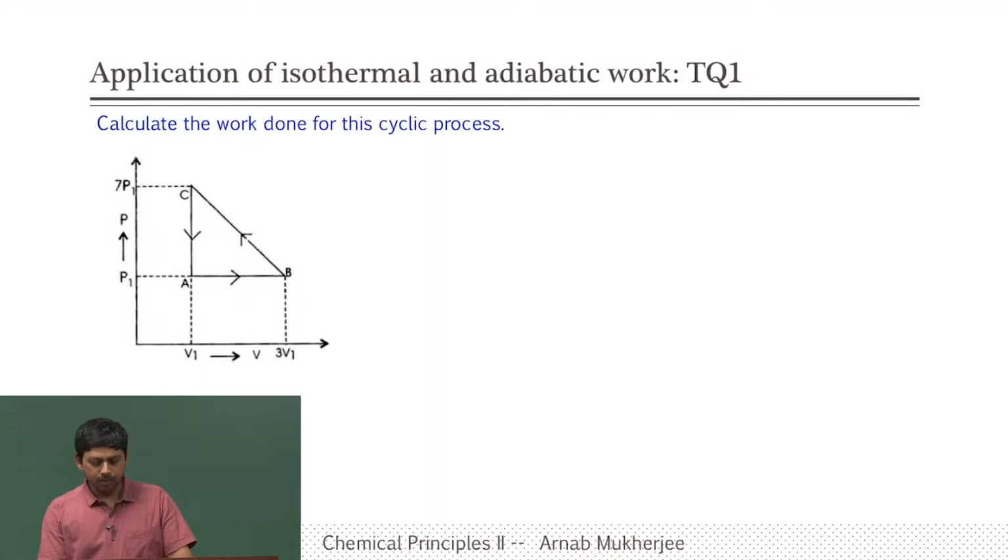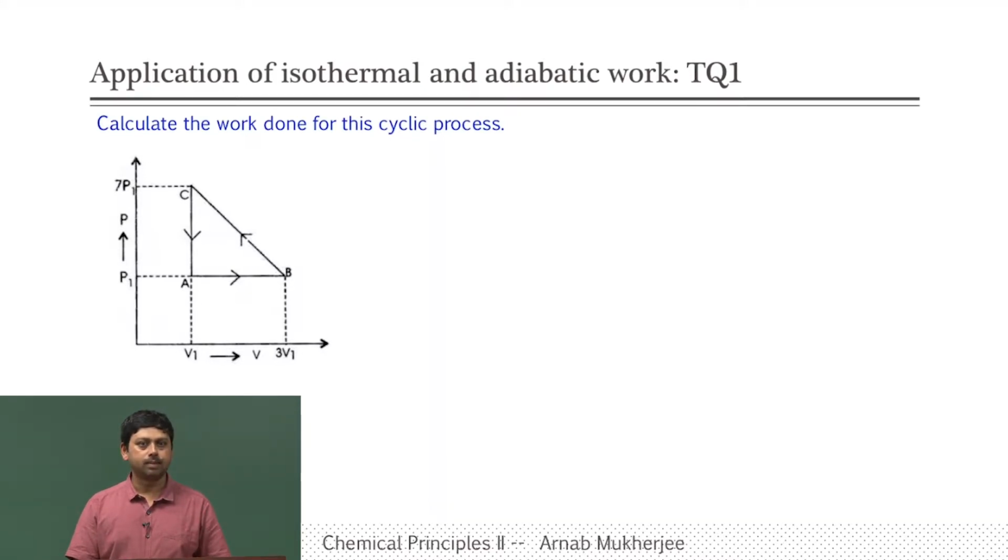So, the first problem is for this particular cyclic diagram where A goes to B, B goes to C and C goes to A. We need to calculate the work done in the whole process. Okay. So, how are you going to approach this particular problem? Given that, what are you going to do?